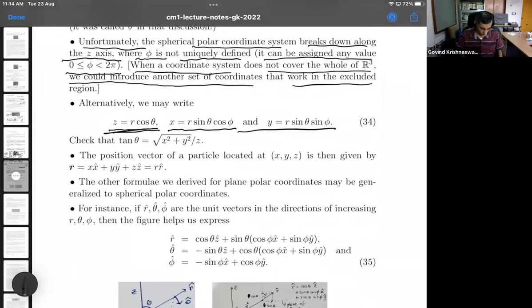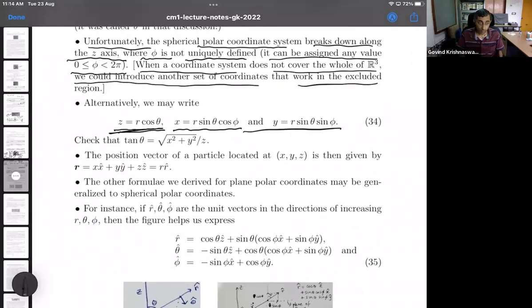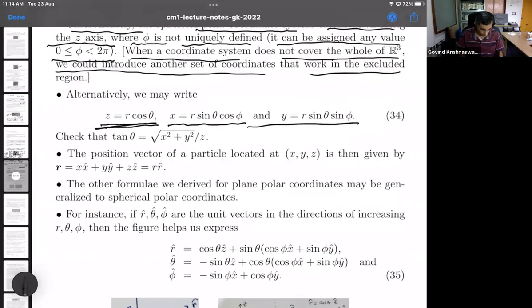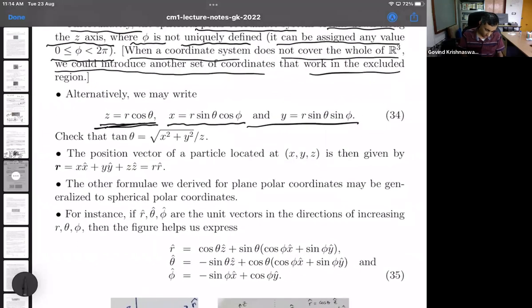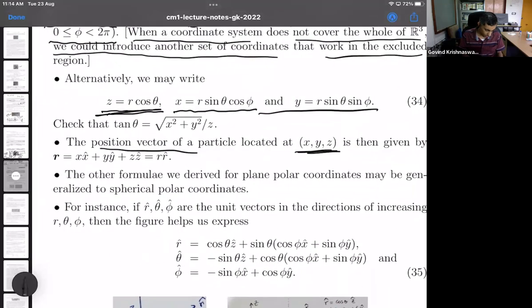All right. Okay. So let us now proceed to the unit vectors. We are going to define the position vector of the particle, which is located at x, y, z, as r, boldface, and that is simply x x-hat plus y y-hat plus z z-hat. And by definition, that is also r times r hat.